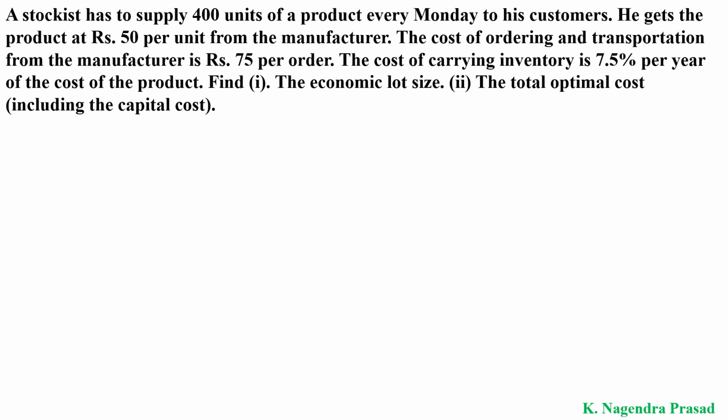Let's see the example problem on determination of EOQ and optimal total cost. A stockist has to supply 400 units of a product every Monday to his customers. He gets the product at 50 rupees per unit from the manufacturer. The cost of ordering and transportation from the manufacturer is 75 rupees per order. The cost of carrying inventory is 7.5% per year of the cost of the product.